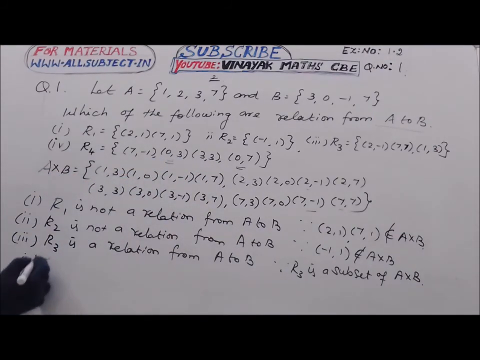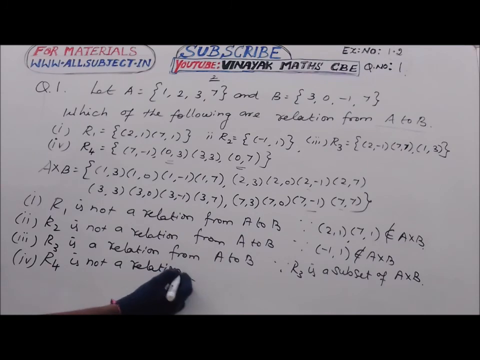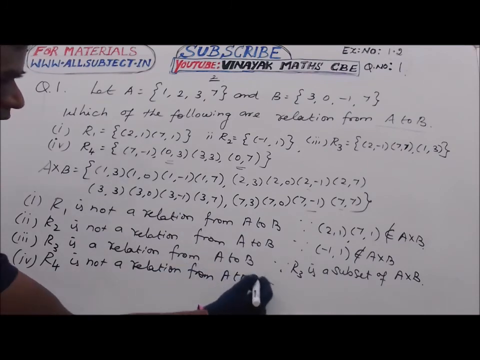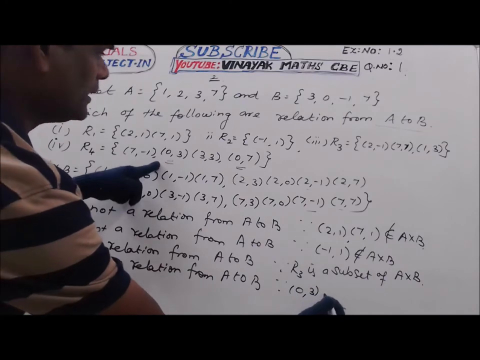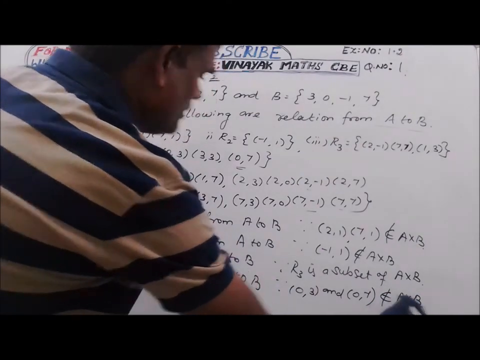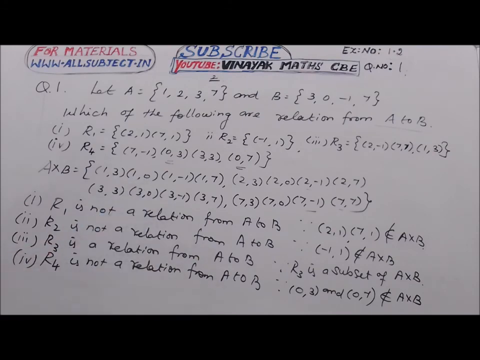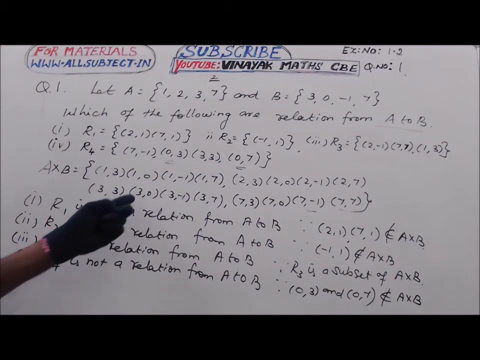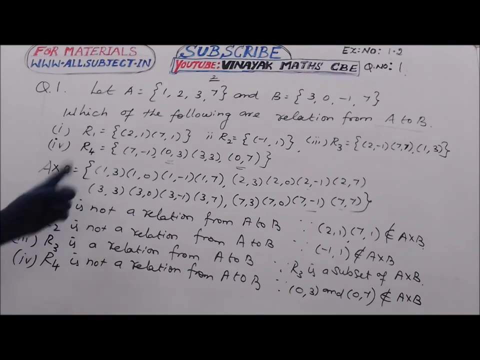That is, the fourth relation R4 is not a relation from A to B, since in R4, (0, 3) and (0, 7) do not belong to A cross B. These two are members of R4, but they are not members of A cross B. If the set R4 is a relation, then all the elements of R4 must belong to A cross B. Here these two pairs fail to be in A cross B. Therefore the set R4 is not a relation from A to B. That's all.